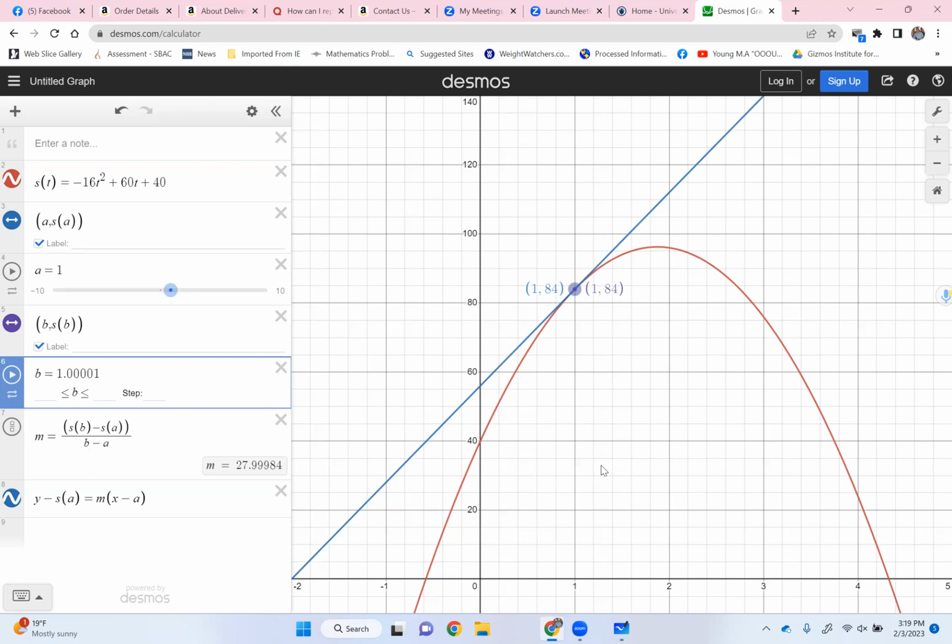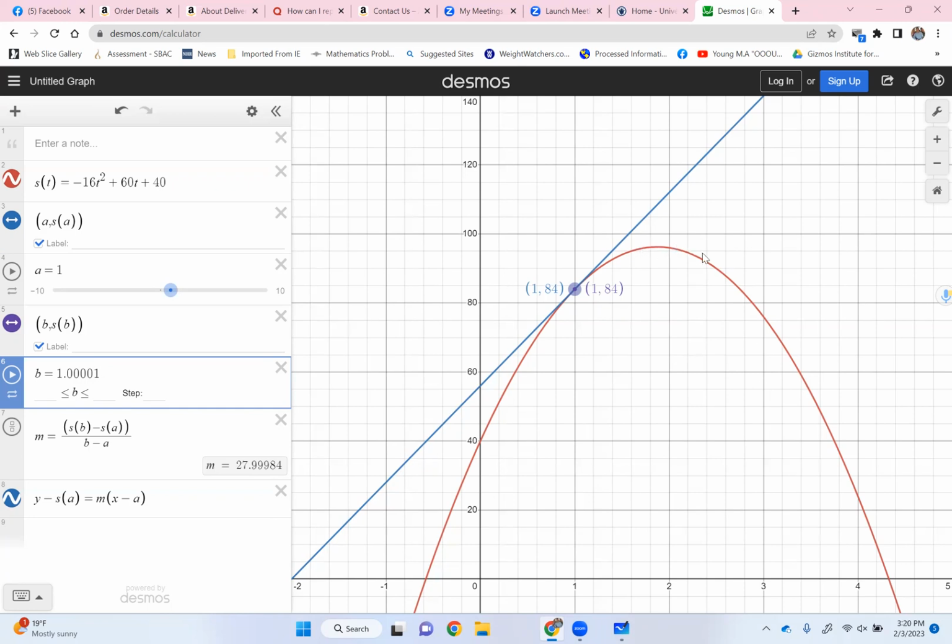So if we estimate what the slope looks like a teeny little bit before and after the point in question, we would see that it's about 28. So we would say the instantaneous velocity can be estimated to be about 28 feet per second, because we will just estimate that. Okay, what do we think the instantaneous velocity is at 2 seconds?